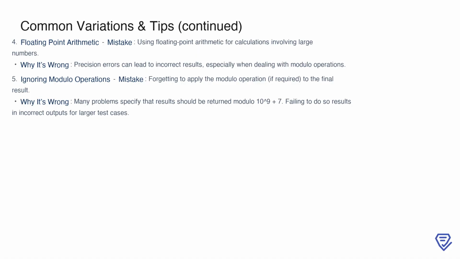Another mistake to avoid involves floating-point arithmetic. Using floating-point calculations for large numbers can introduce precision errors. These errors can have a significant impact, especially when modulo operations are required, as they depend on precise integer results. Speaking of modulo operations, it's also easy to overlook applying the modulo constraint to your final output. Many problems, including this one, specify that results should be returned modulo 10 to the power of 9 plus 7. Failing to do so can result in incorrect answers for large test cases where integer overflow comes into play. These details may seem minor, but they're critical for ensuring your solution is robust and meets all problem constraints.